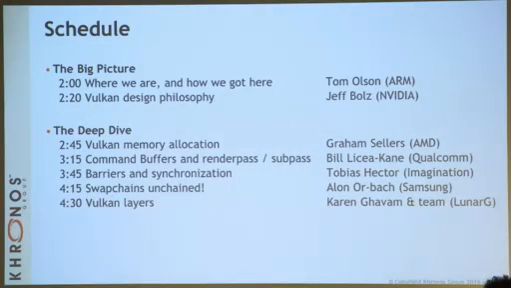We have an incredibly, scarily full agenda. The talks are broken into basically 4 sections. There's a little bit of big picture stuff from me. I should have said, my name's Tom Olson. I'm chair of the working group. I'll talk a little bit about where we came from and the status of the API in the public domain. One of our senior spec editors, Jeff Boltz, will talk about the design philosophy of Vulkan.